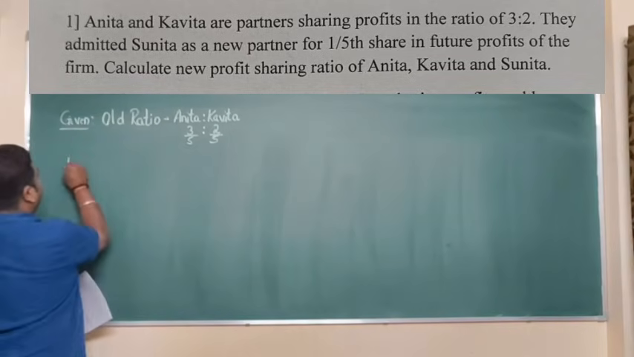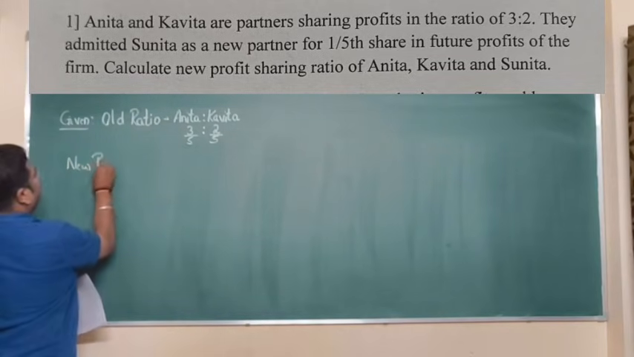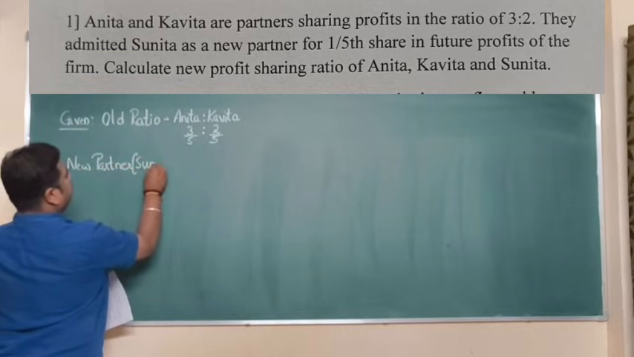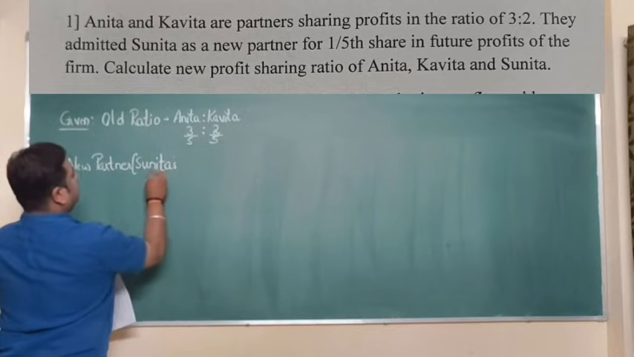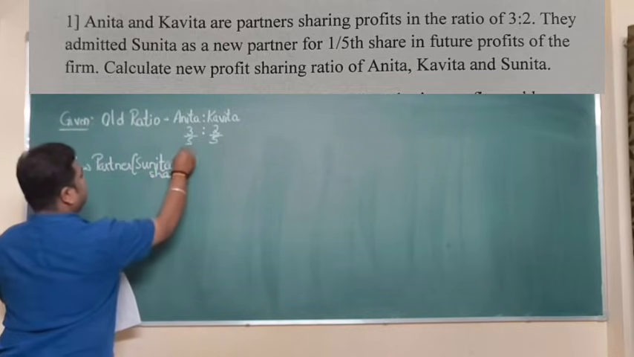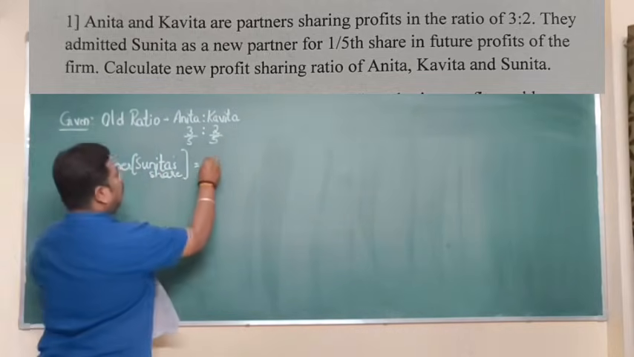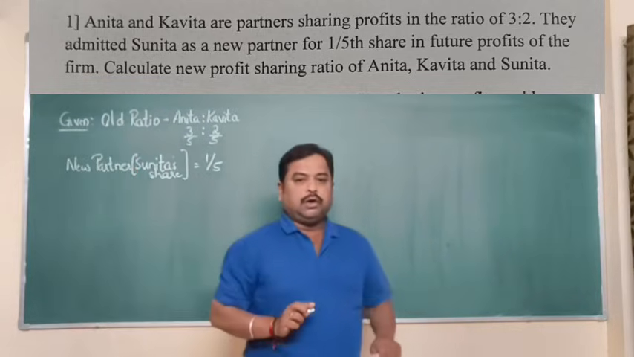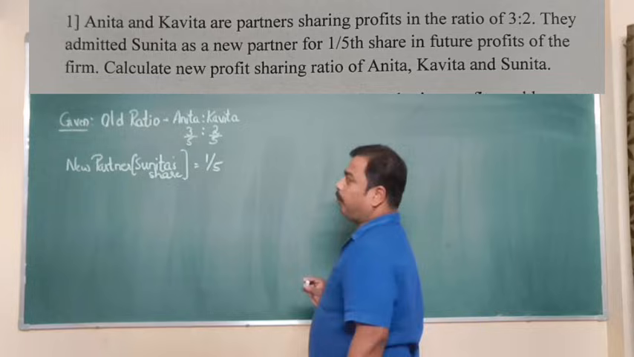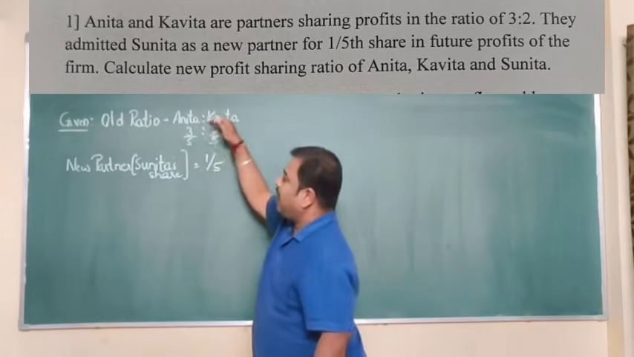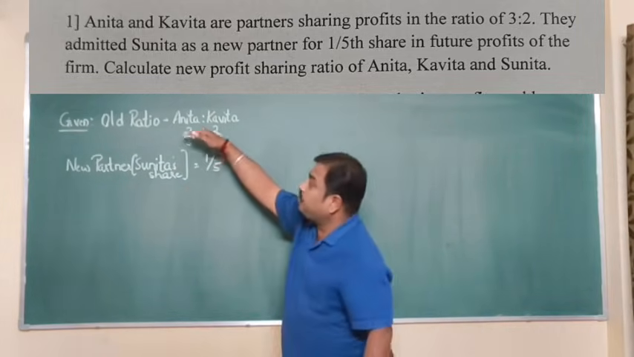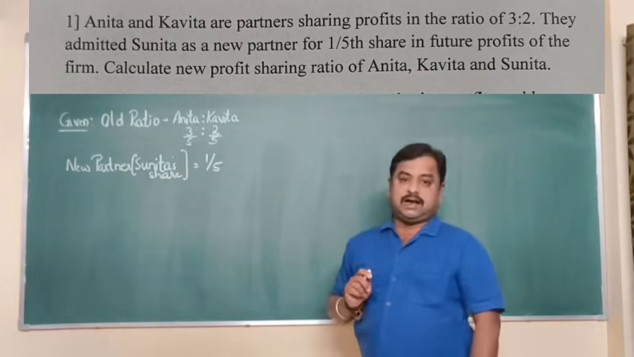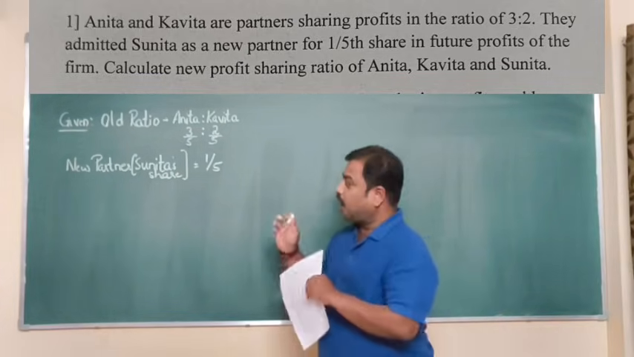Who is the new partner? New partner Sunita's share is equal to 1/5. So there are two pieces of information given in the problem. That is, one is the old ratio and the other is the new partner's share. Using these two pieces of information, we are supposed to calculate the NPSR. Let us start how to solve this.